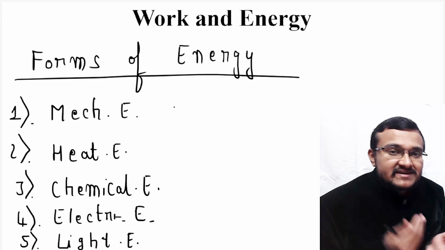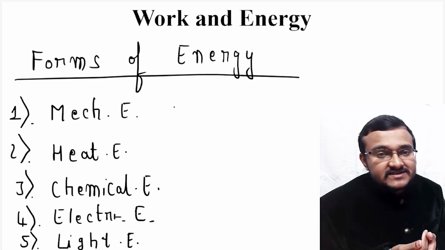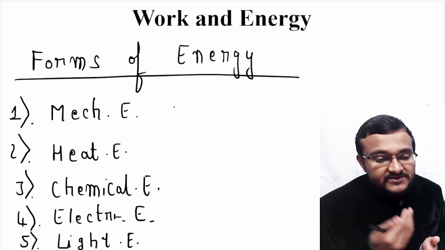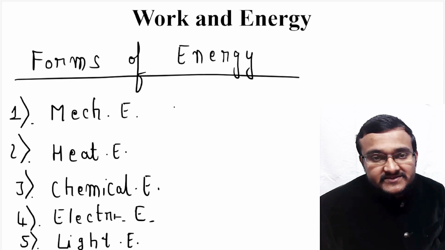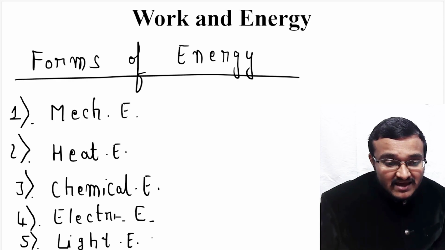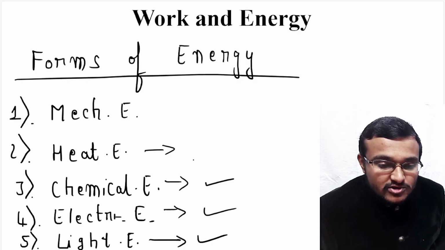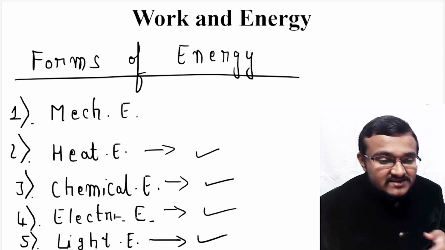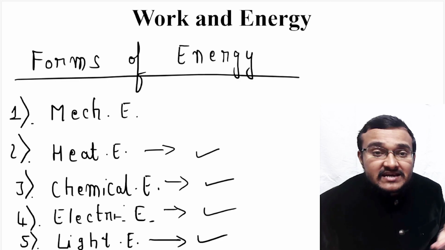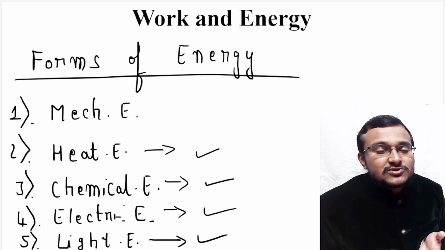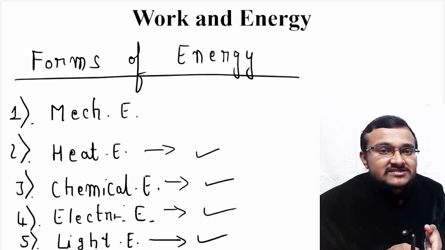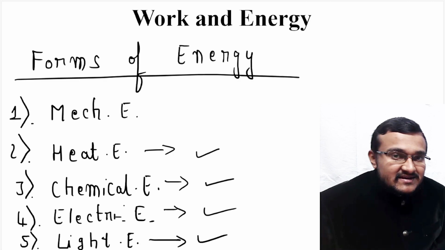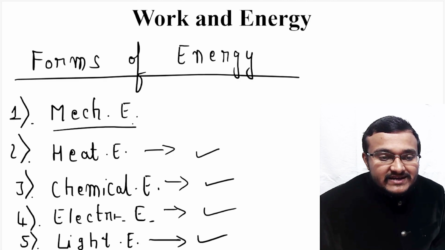One is mechanical energy, the other is heat energy, the third one is chemical energy, the fourth is electrical energy, and the fifth is light energy. That means heat also has a certain amount of energy. So heat is an energy, light is an energy, electricity is an energy, chemical reactions or any kind of nuclear interactions are also energy. Mechanical energy is always there in our day-to-day life.